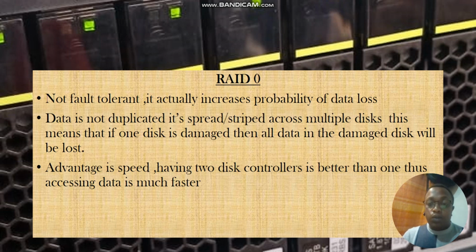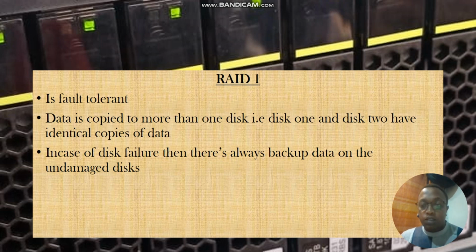Now let us talk about the next RAID strategy that we have, which is RAID 1. It is actually fault tolerant, and the data is copied to more than one disk. That is, disk 1 and disk 2 have identical copies of data. It's just duplicating data from one disk to another, so that in case of disk failure, there is always a backup on the undamaged disk.